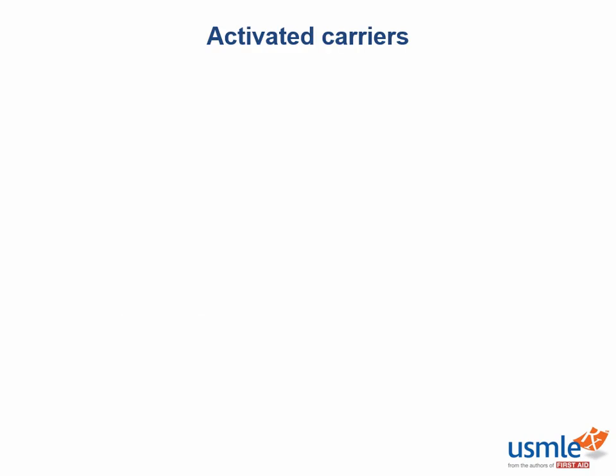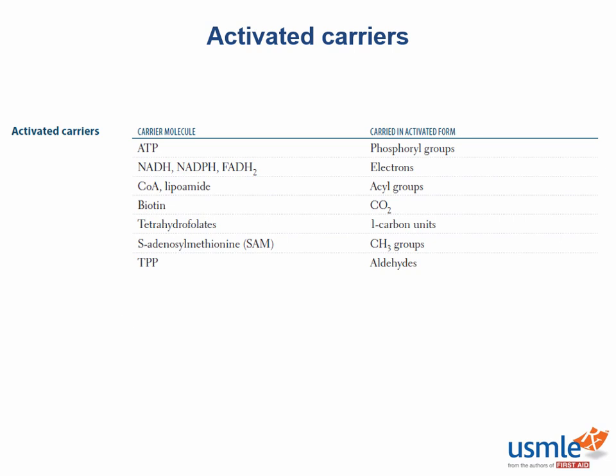Alright, so next up we have the activated carriers. And here you can see the table from the book. So what do we mean when we say something is an activated carrier? Well, these are carrier molecules which actually carry something called a functional group. Now, the functional groups here are different depending on which carrier molecule they're associated with.